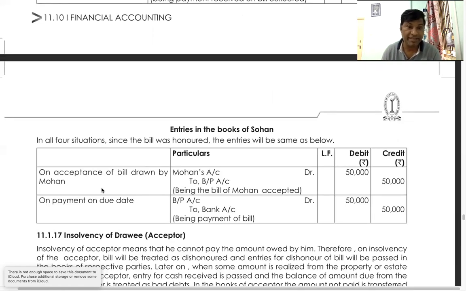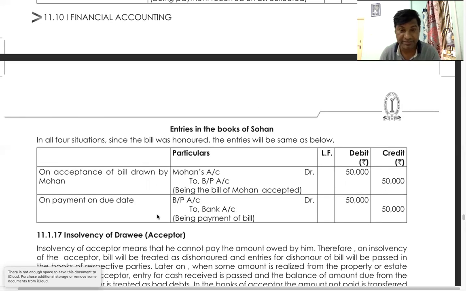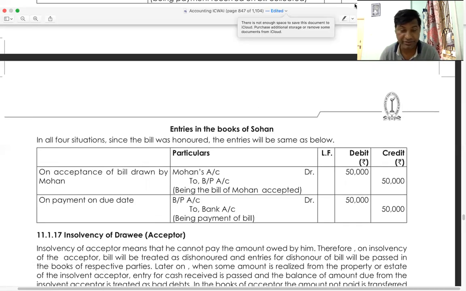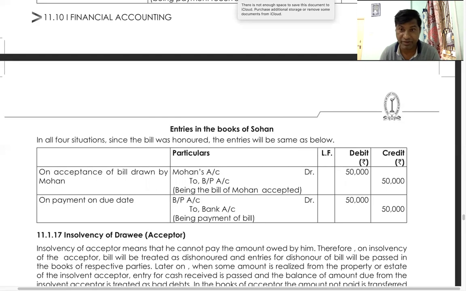On acceptance of the bill drawn by Mohan, Mohan's account debit to bill payable account. I'm sorry, this is in the books of Sohan. On acceptance, Mohan to bill payable. On payment, bill payable to bank. That's it. That's the end of the solution, which is for 12 marks.